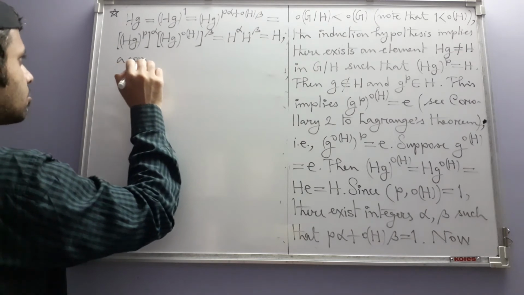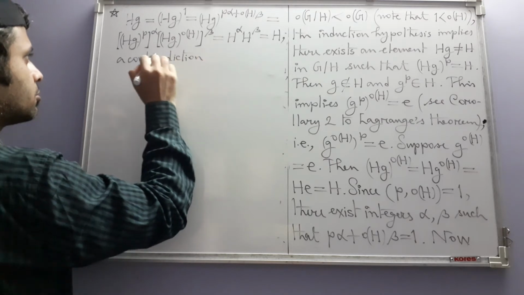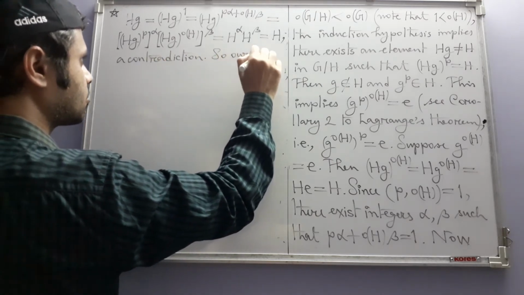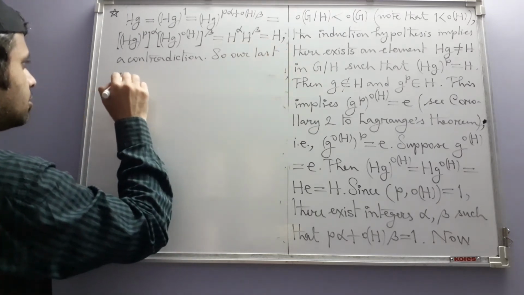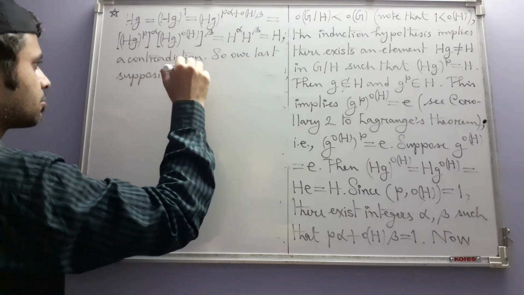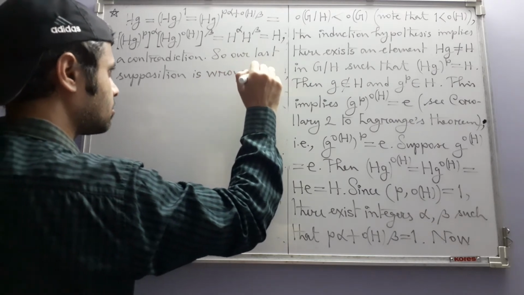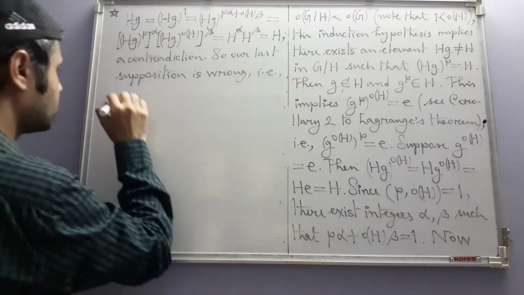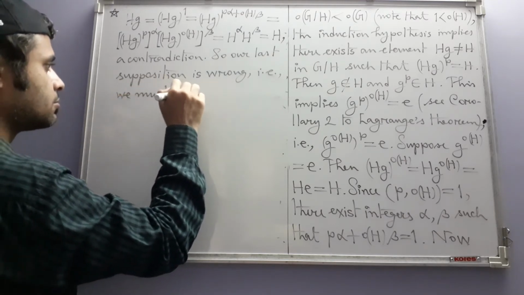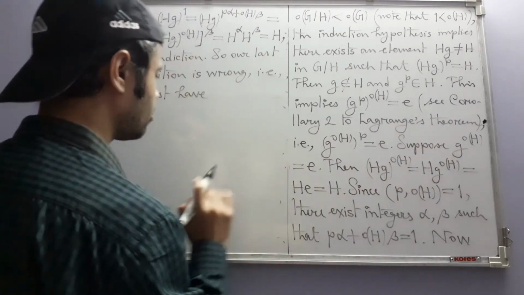A contradiction. So our last supposition is wrong. That is, we must have this not equal to identity.